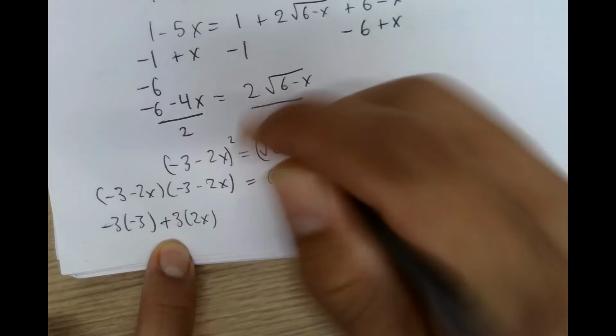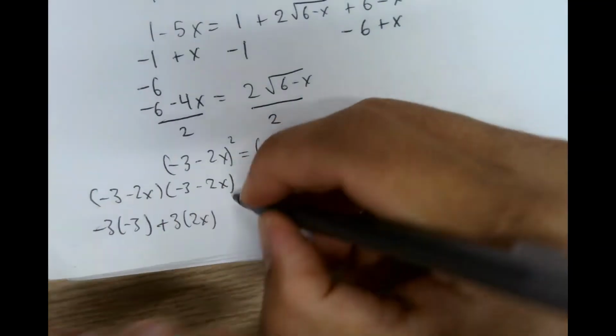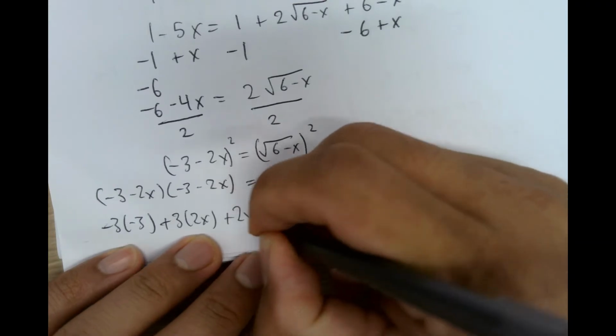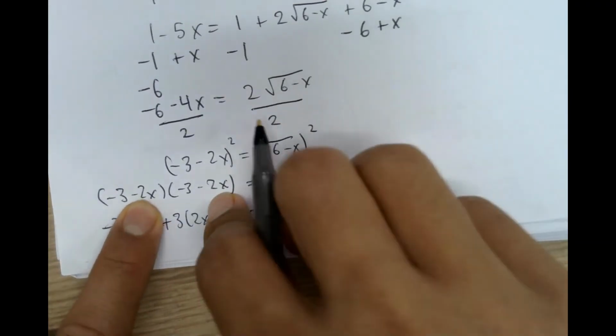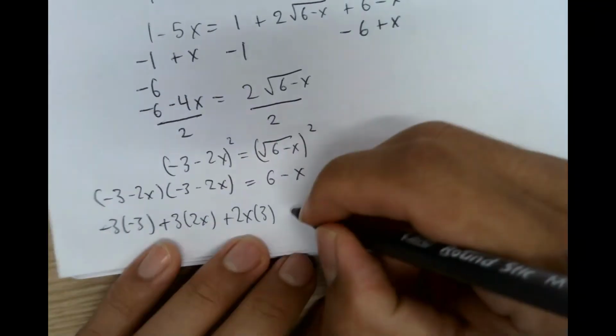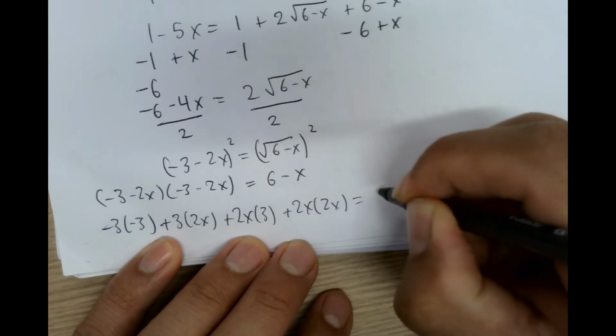We have negative 2x times negative 3. Again, a negative times a negative is a positive, so 2x times 3. And then a negative 2x times a negative 2x. Again, a negative times a negative is a positive, and this equals 6 minus x.